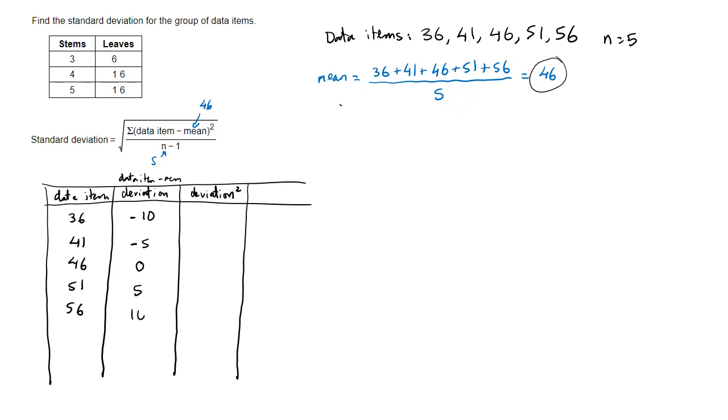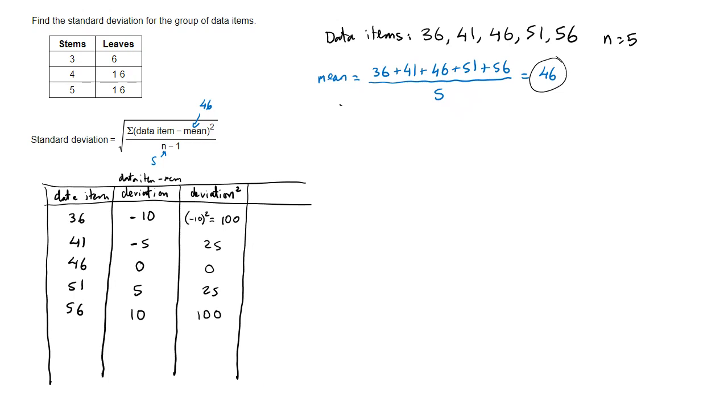Next is the deviation squared. So each of those we're going to square. So the first one, for example, would be negative 10 squared. Remember, when you square a negative, it becomes a positive. Negative times negative is positive. So negative 10 times negative 10 is a positive 100. The next one, negative 5 times negative 5 is a positive 25. 0 times 0 is 0. 5 times 5 is 25. And 10 times 10 is 100. So that's the deviation squared.